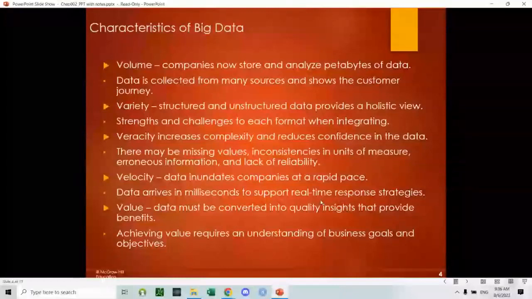Veracity is the complexity of the data, and this complexity leads to reduced confidence in that data, which can lead to embarrassing dilemmas for companies. A good example of this is if someone borrows your computer to look something up, it will create erroneous information, right? Velocity refers to the speed at which the data is coming in, making it both possible and difficult to make real-time recommendations. So to create value, the data must be converted into quality insights that provide real benefits to the company and hopefully to the consumer as well.